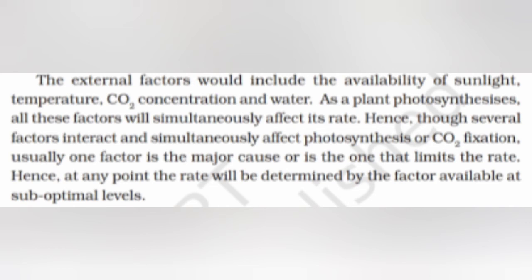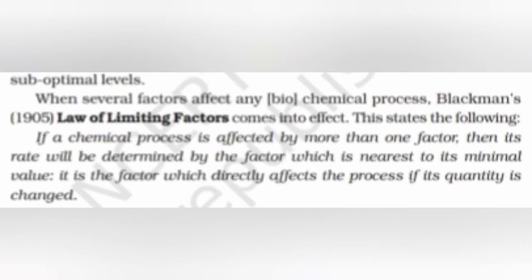As the plant photosynthesizes, all these factors will simultaneously affect its rate. Hence, though several factors interact and simultaneously affect photosynthesis or carbon dioxide fixation, usually one factor is the major cause, or is the one that limits the rate. Hence, at any point, the rate will be determined by the factor available at suboptimal levels. When several factors affect any biochemical process, Blackman's law of limiting factor comes into effect.